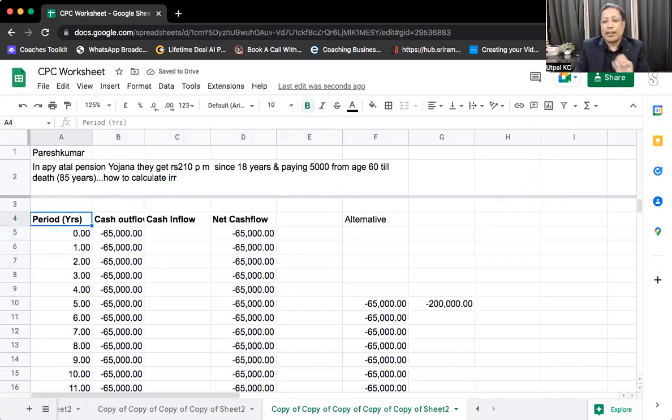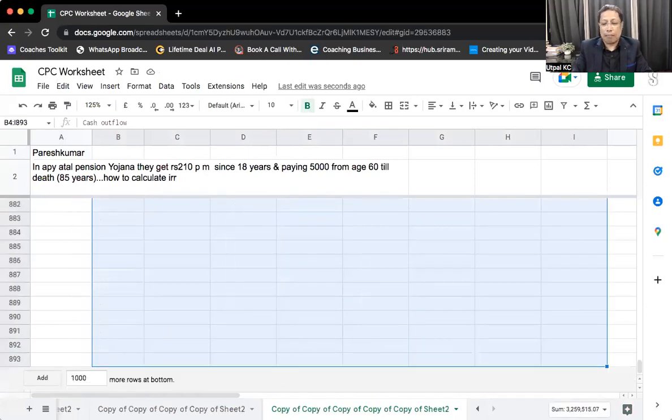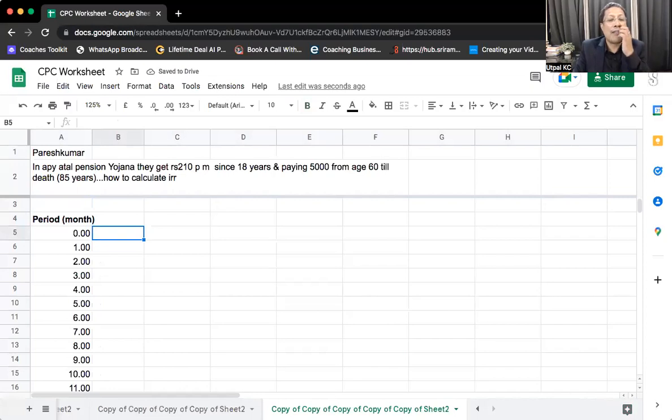Here periods will be, yeah, Mr. Paresh Kumar, periods will be what? Periods will be month, right? This is very important. Timeline is the most crucial. If you have messed up timeline, then it's gone. Now here we have 18 years to 60 years, and here's a cash flow. 60 years is equal to 60 into 12. So 720 months, 719 months, you'll have to pay.